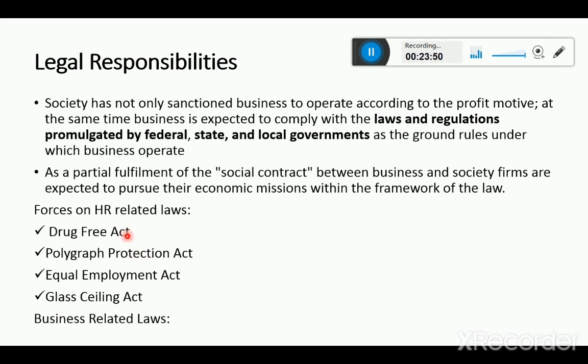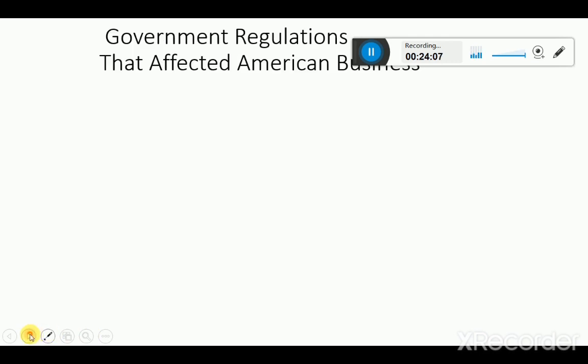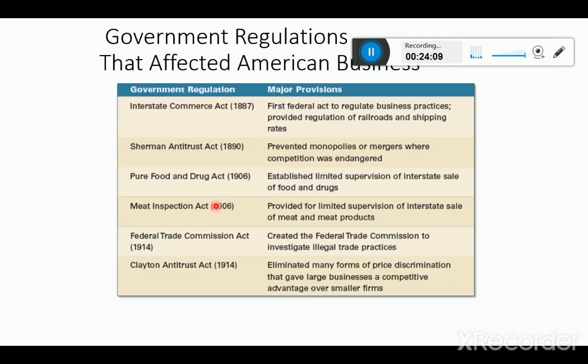Responsibility: drug free act related to HR, polygraph protection act, equal employment act and glass ceiling effect. So it means the organization is following simply the legal responsibility. Then we have some business related laws. To make your idea more clear.